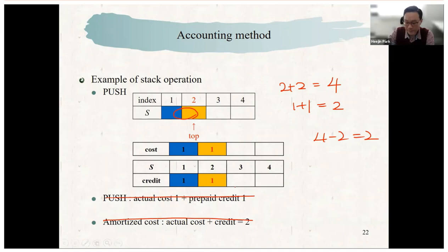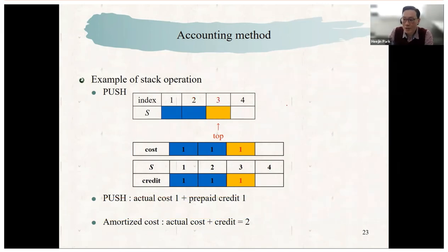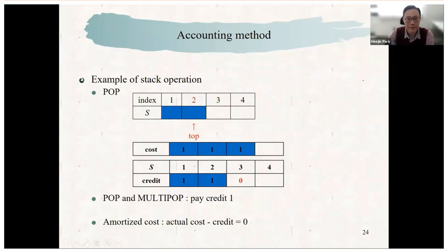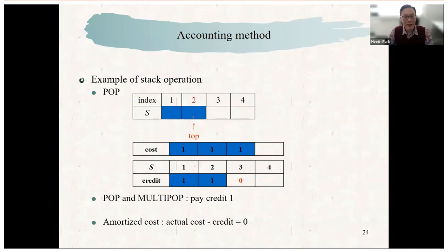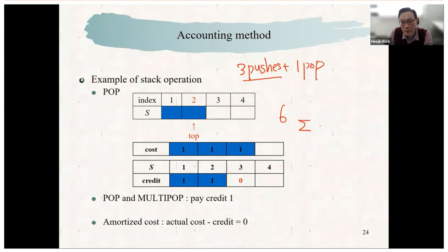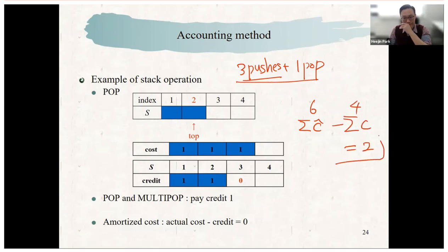So let's ignore this. And then 3 pushes. The amortized cost is 6. And the actual cost is 3. So the credit is 3. So until now, the credit is always 0 or positive. And pop. Look at this. There are 3 pushes and 1 pop. So the amortized cost is 6, since push cost is 2 and pop cost is 0. The summation of the amortized cost is 6. And then the actual cost is 4. So the credit is 2. So it is still positive.